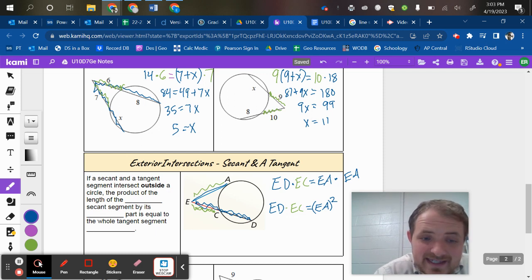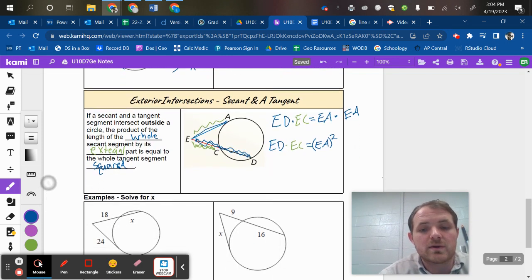So if a secant and a tangent intersect outside the circle, the product of the length of the whole secant, so the whole was in blue, multiplied by its external part is going to be equal to that whole tangent segment squared. So again, it's that whole thing and it's squared. But if squared is confusing, you can just treat it as being multiplied by itself.